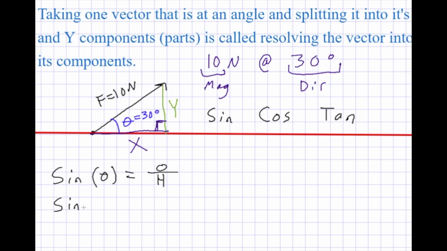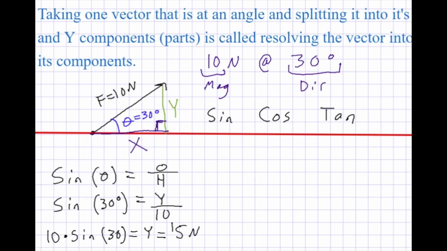So we can just plug these numbers in. I get sine of 30 degrees is equal to my opposite. Well, my opposite is y. I don't know what that is, but my hypotenuse is 10, so I can plug in 10 there. I multiply the 10 over. I get 10 times sine of 30 is equal to y. I find out that y is equal to 5 newtons. Remember, we always need to keep the units going, so remember to add your units there.